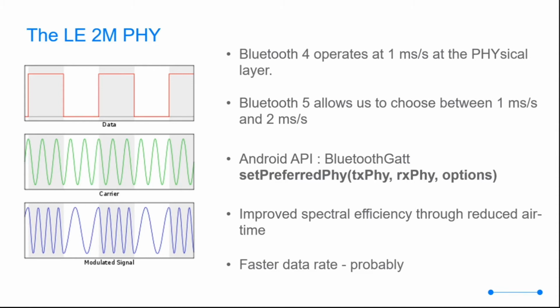Nevertheless, LE2M probably will give you faster data rates, and it will improve spectral efficiency because you'll have packets in the air for a shorter period of time, so there's less chance of collisions, better reliability in busy environments, and so on. Now, from an Android point of view, you can see there's an API called setPreferredPhy, and you use that to indicate that you'd like to use LE2M. Now, whether you actually get that depends on whether the other device supports it or not, but that's the way you go about requesting it.